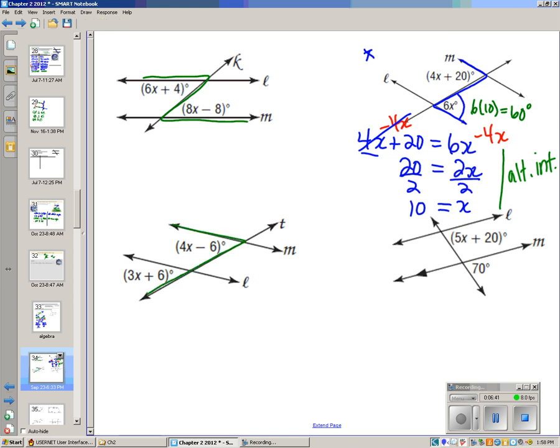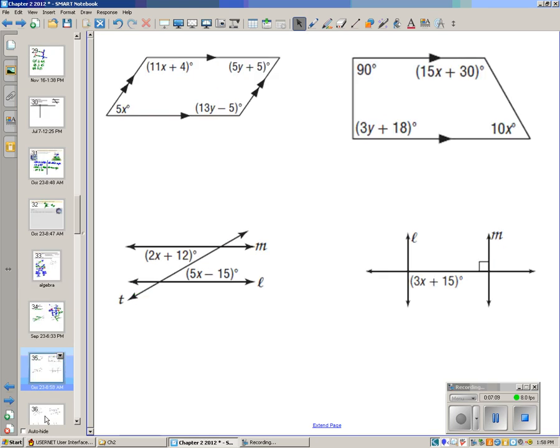This one makes an F. They have the same shape. What would the reasoning be? Corresponding. Okay. This one, same thing. Make an F, corresponding. So this one would be set equal to this one. 5x plus 20 equals 70. Find what x is.